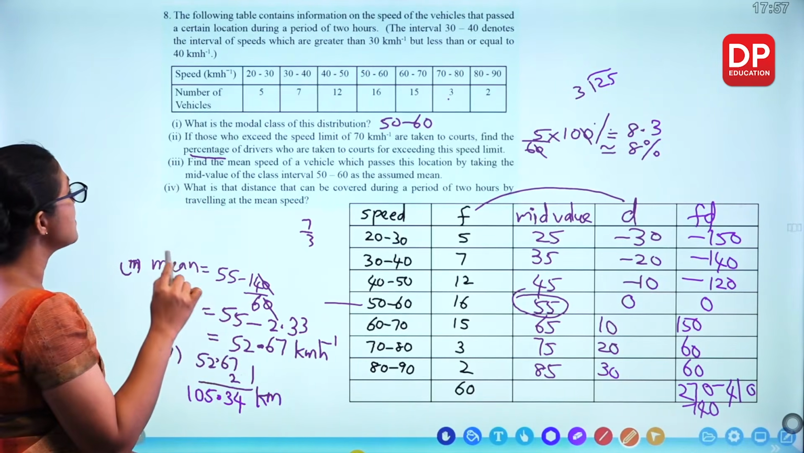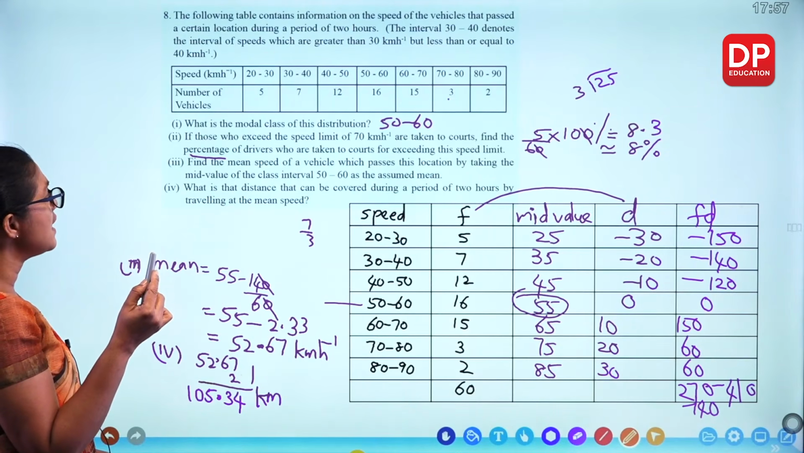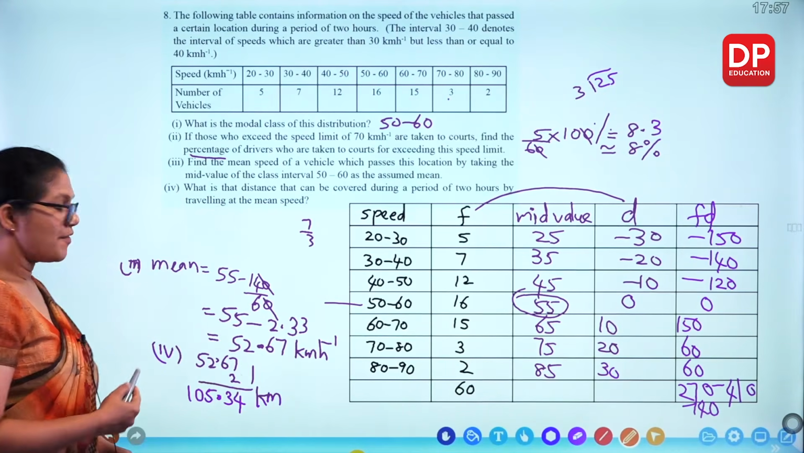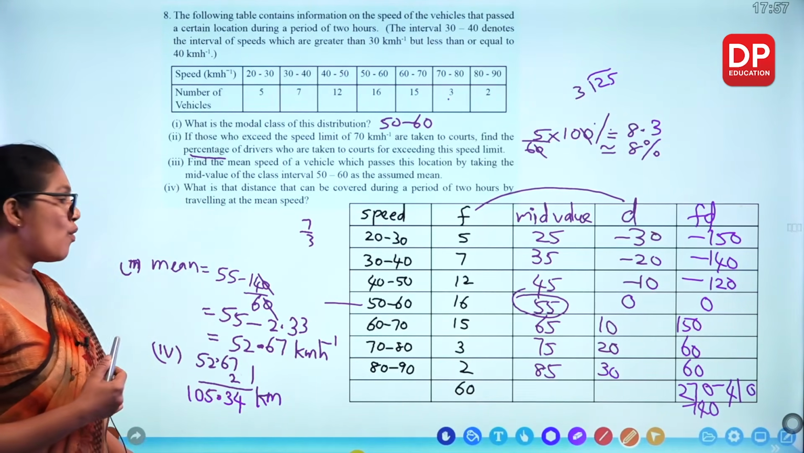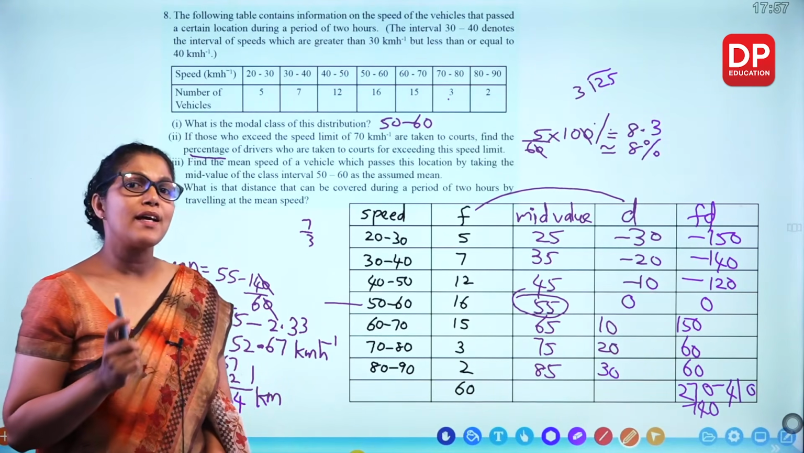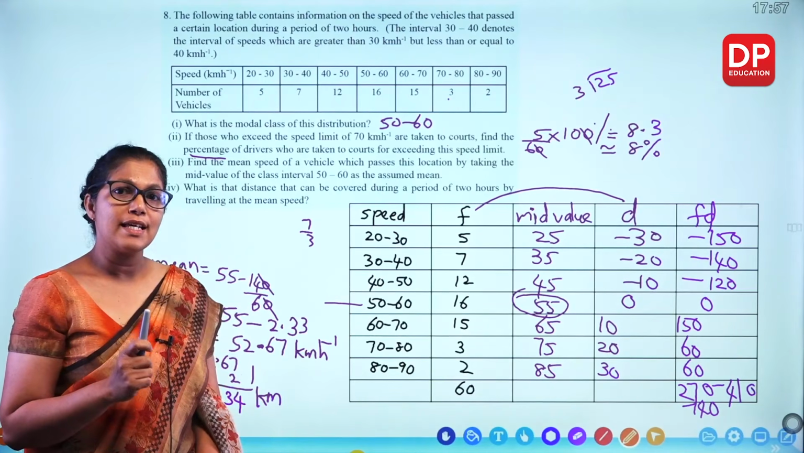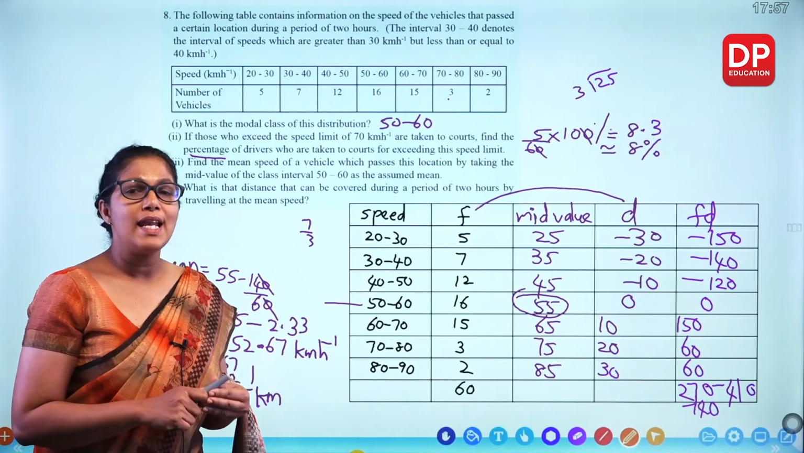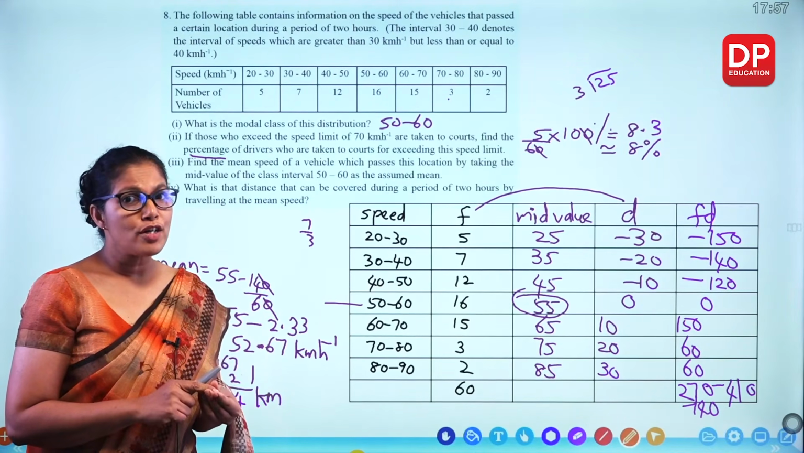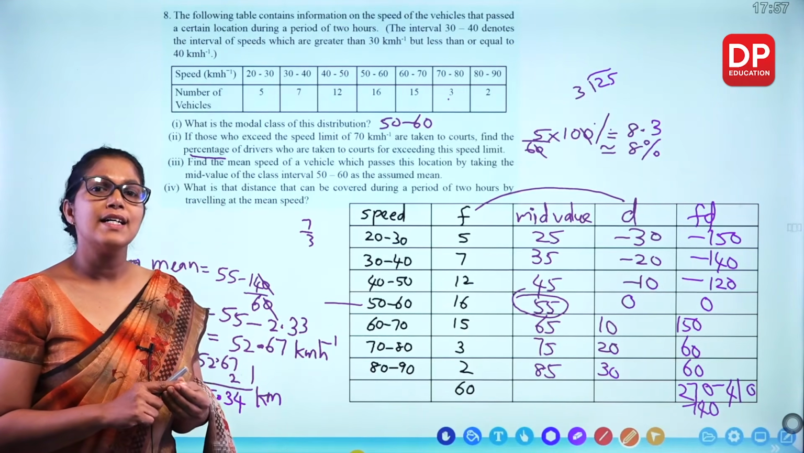So they ask what is that distance that can be covered during a period of 2 hours by traveling at the mean speed. So 105.34 kilometers. In this lesson, we covered how to find out the mean using normal method as well as using the deviation method. So it is important to decide which value to take as the assumed mean.